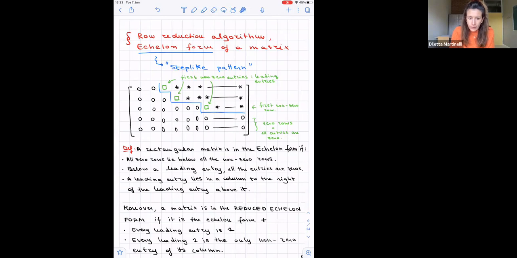And the reduced echelon form has some additional conditions. So it's still an echelon form, so it has to satisfy all the criteria for the echelon form, but then we have some extra requirements: the leading entry needs to be 1. So in this position here, I need to put a 1. And every leading entry is the only non-zero entry in its column. So if we have a reduced echelon form, here I should have a 0, and here I should have zeros. Question on the two definitions? Okay.